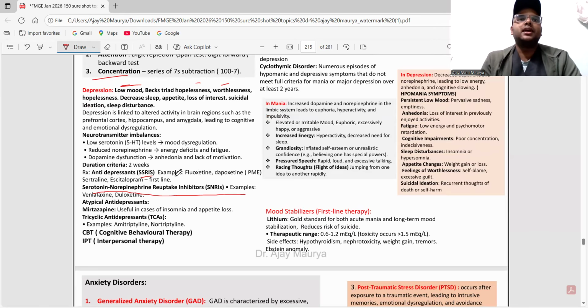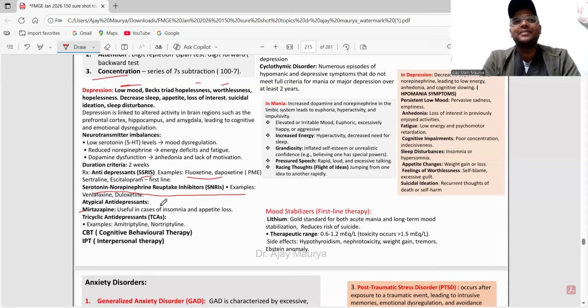And this one, guys, this is the fluoxetine, the duloxetine, escitalopram. These are the examples of antidepressants. Okay? They are examples of SSRI. Atypical antidepressants, example, mirtazapine. We give the mirtazapine. It is a noradrenergic and specific serotonin inhibitor.